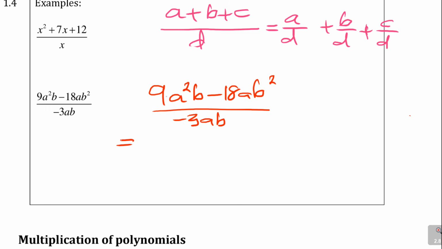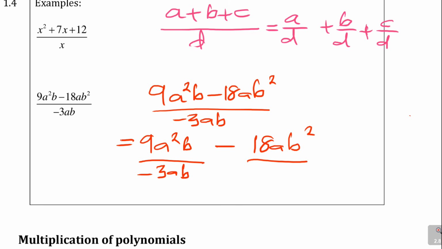Look, the 9a squared b, then you've got minus 18ab squared. You see, it means each one of these is divided by what? Negative 3ab. Even the other one is negative 3ab. The sign separating them is what? It is minus. That's what it means.